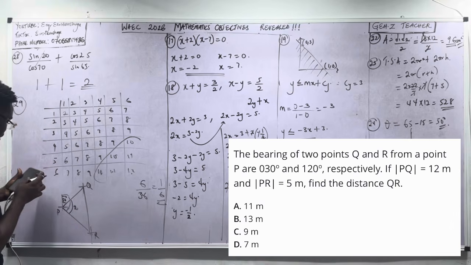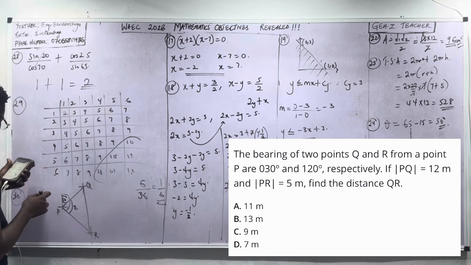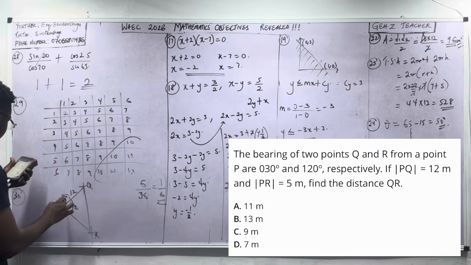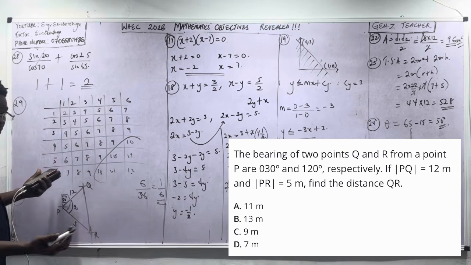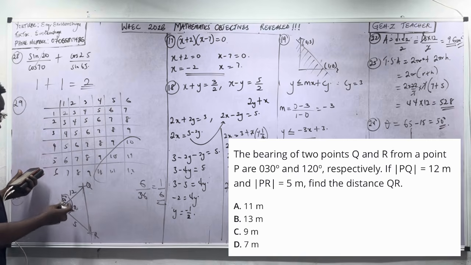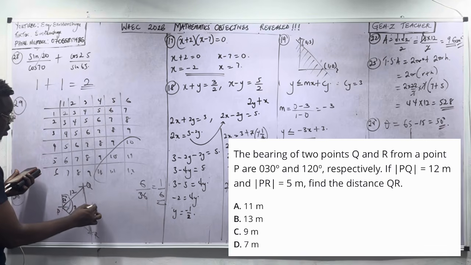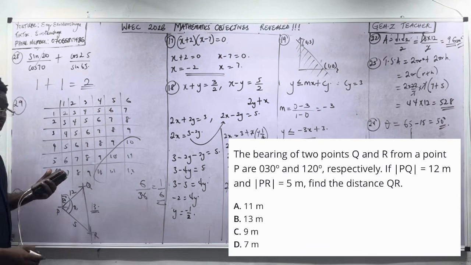This is a right angle triangle, obviously, and we're given PQ as 12 and PR as 5. So this is the hypotenuse. And remember, triangles of 3. When you have 5 and 12, what should be missing is what? 13. So the answer to the question is just 13.